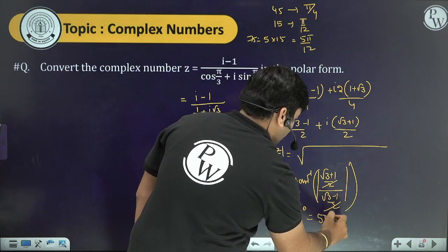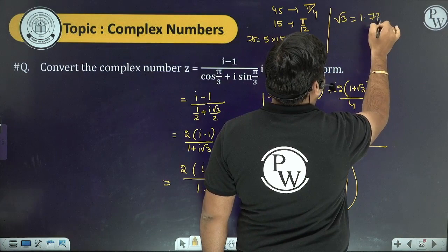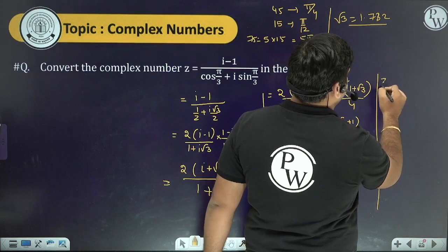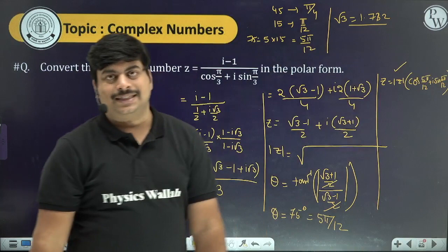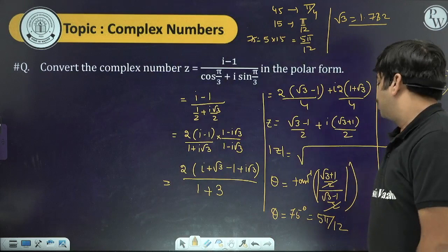One more. You need to find the quadrant also, right? This is positive. This is also positive. People, root 3 is approximately 1.732, right? So this is positive. This is also positive. First quadrant, same angle will come. Okay. So the final answer should be written as z equal to mod z into cos 5 pi by 12 plus i sin 5 pi by 12. People, please try to find what is mod z. Root a square plus b square. It's not that difficult. We'll get it easily. Clear? Right. Moving forward, people.